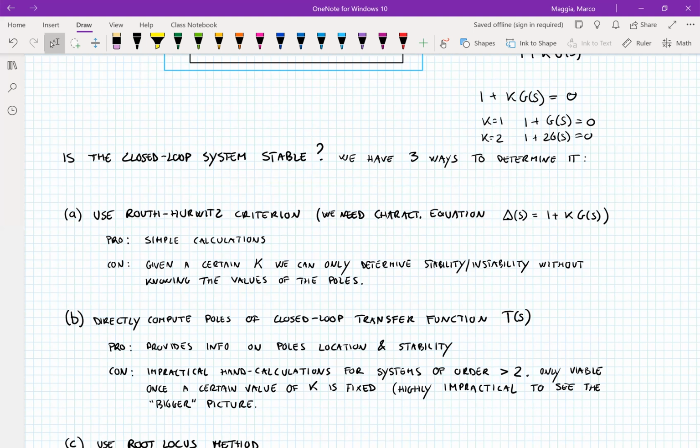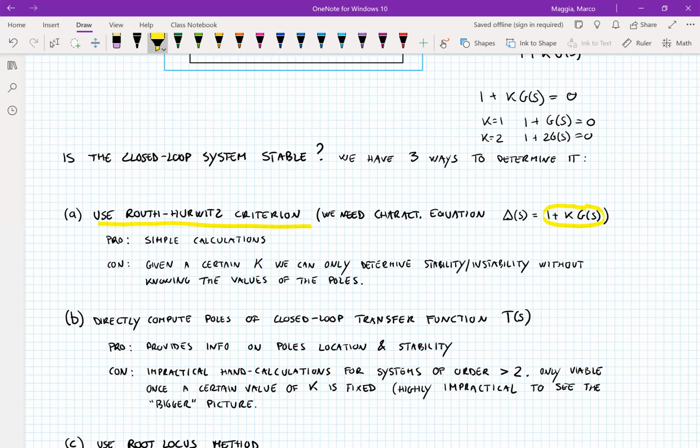So if we're just concerned about the stability of the closed loop and we're not really interested in the poles themselves, we could just simply use the Routh-Hurwitz criterion. You take the characteristic equation for the closed loop, that is 1 plus K G of s, and then apply the Routh-Hurwitz criterion as we saw. You construct the table, take a look at the Routh array, and check that all the coefficients have the same sign. If that is the case, then the system is stable. If not, the system can be either marginally stable or unstable.